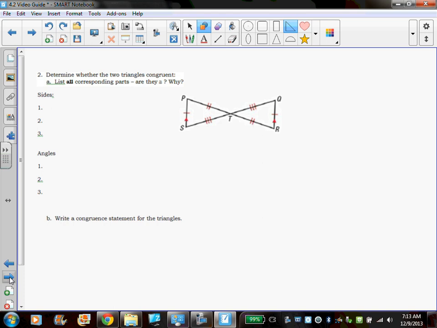For example, they tell us that side, what is going on with that? All right, anyway, let's try this one instead. Side PS is congruent to, and we can tell because this has one line, and so does this, so PS is congruent to RQ.